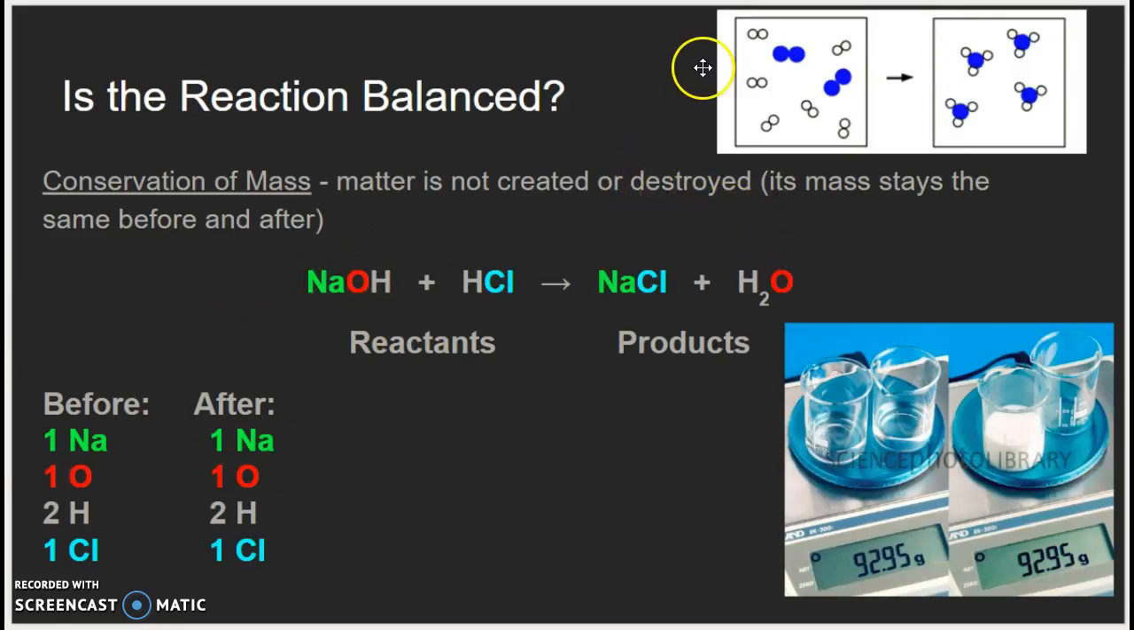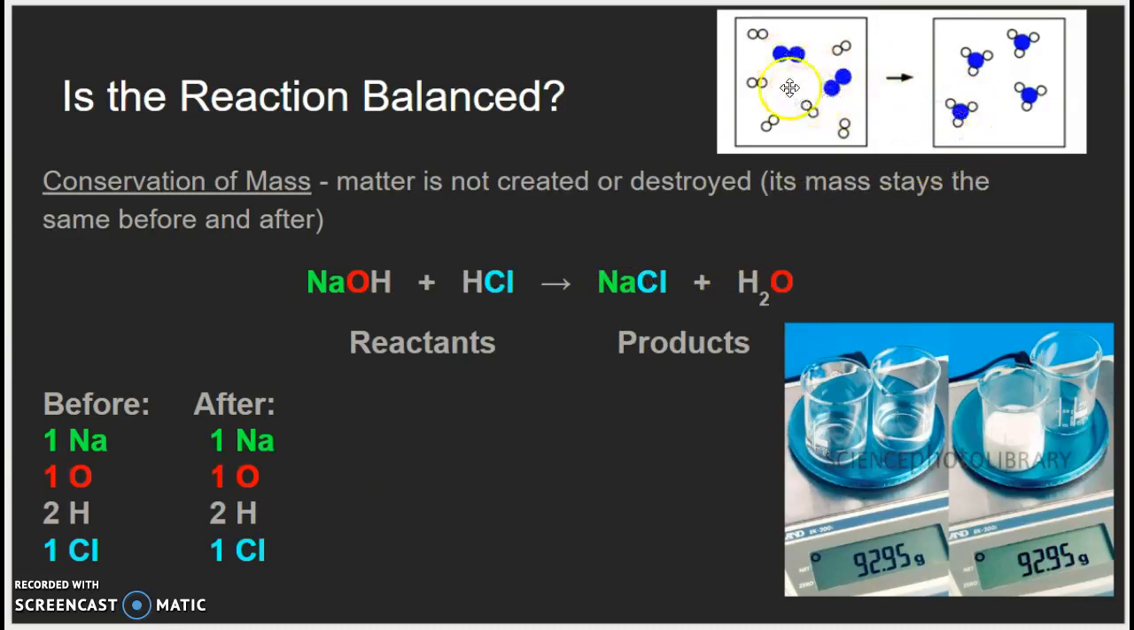Okay, so just like up here, these little blue and white circles represent elements or atoms, and the fact that they're stuck together means that it's like a compound. So there are these white circle compounds and blue circle compounds, and they're separated out on this side, but after the reaction you've got the blue circle bonded to white circles.